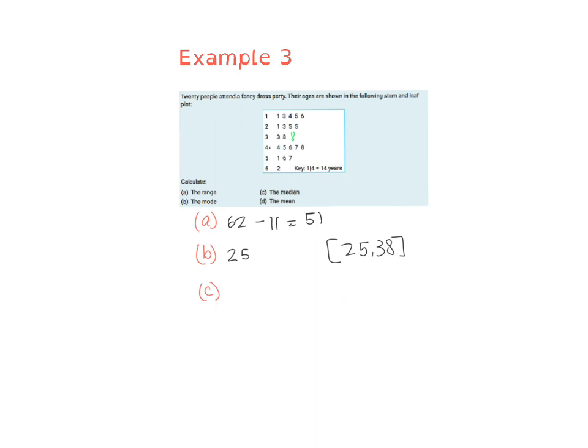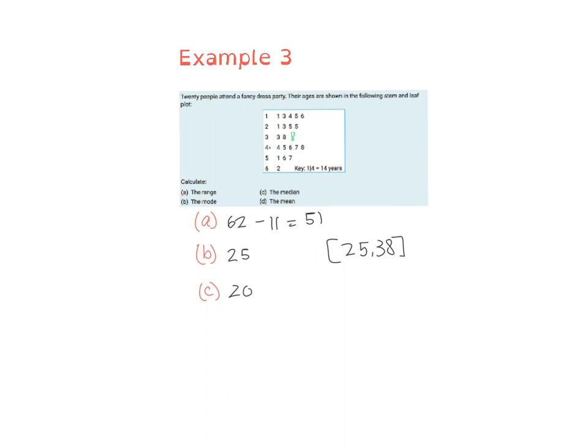C is the median. So again, the median is the middle mark. So we could just write it out, the smallest number to the biggest number, and cross them off. But with these stem and leaves, that's a little bit more tricky and there's more room to make a mistake. So what I first of all look at is, was there an even amount of people surveyed or an odd amount of people? So it says there's 20 people surveyed, so there's an even amount.